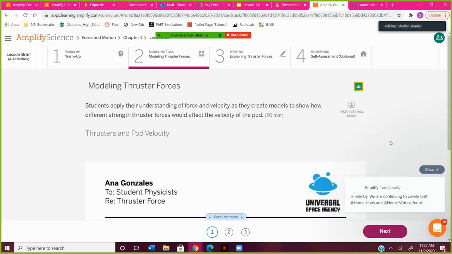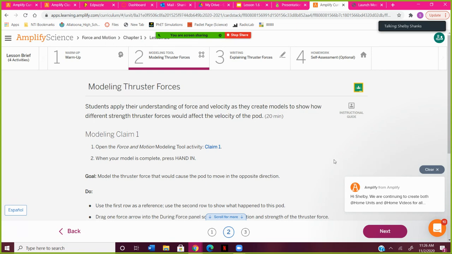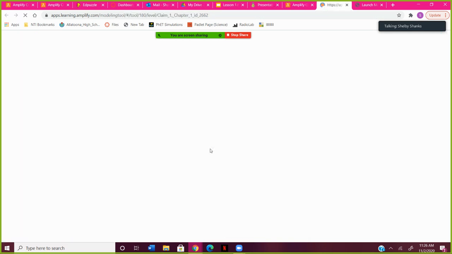All right, so it will take you to the page where we read the letter to us. And then if you are down at the bottom, if you click on that second and that third circle down there, you will see modeling claim 1 in the second circle, and modeling claim 2 in the third circle. They look almost the same, but please make sure that you're doing both claims. All right, so when you click on modeling claim 1 in that second circle down there at the bottom, you will see a page come up that looks like, give it a second to load.